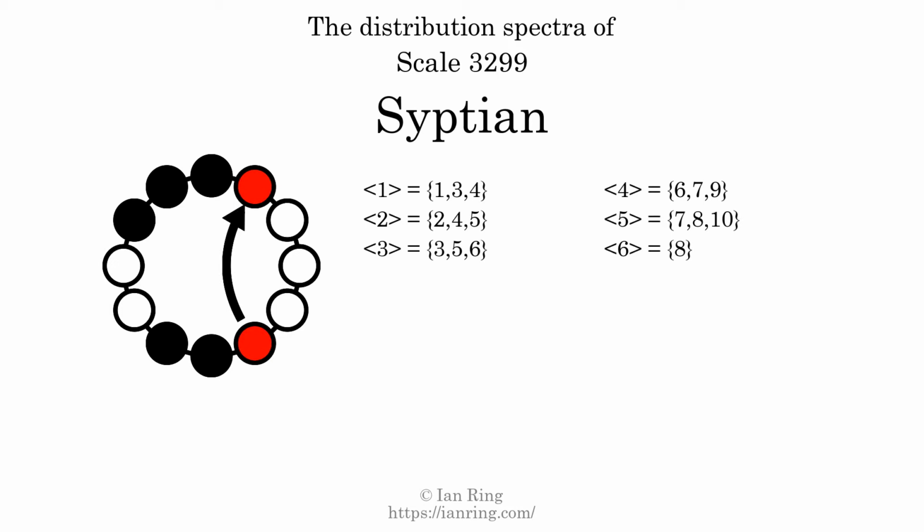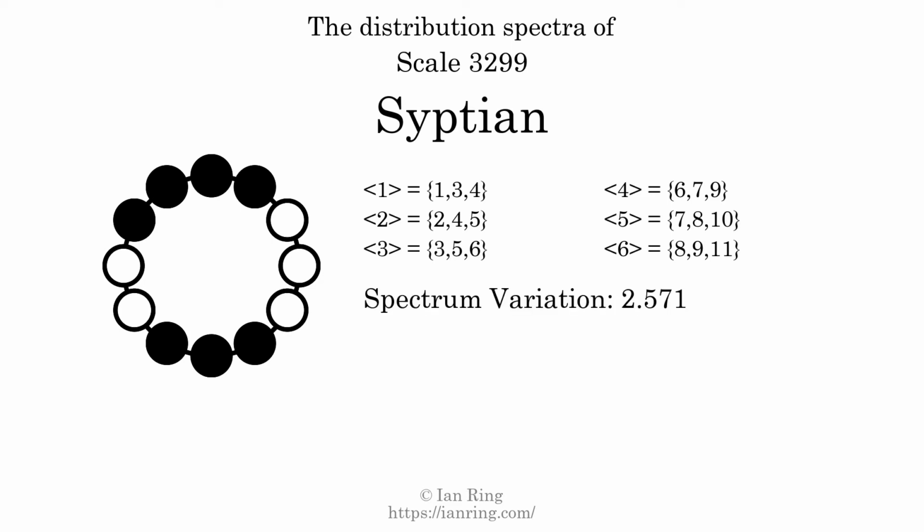8 semitones, 9 semitones, and 11 semitones. The spectrum width of this generic interval is 3. The spectrum variation is the sum of all the widths, divided by the number of tones. The spectrum variation of this scale is 2.571. Since the variation is greater than 0, this indicates that the scale is not perfectly even.